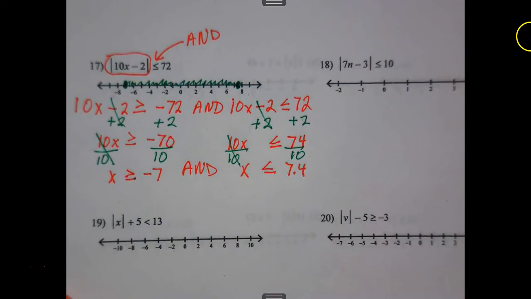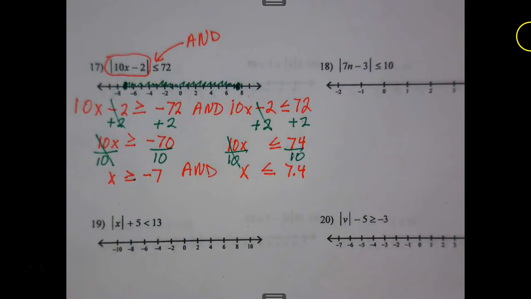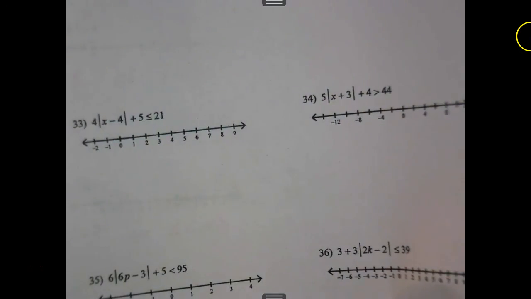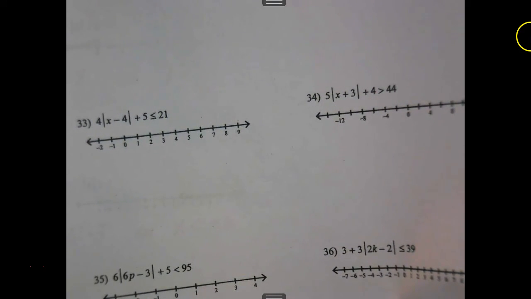Starting with 19 and 20, that's where you're going to have to solve and get that absolute value term by itself.